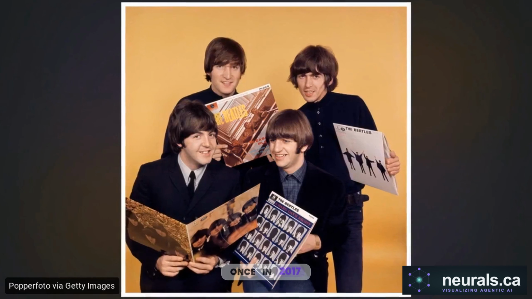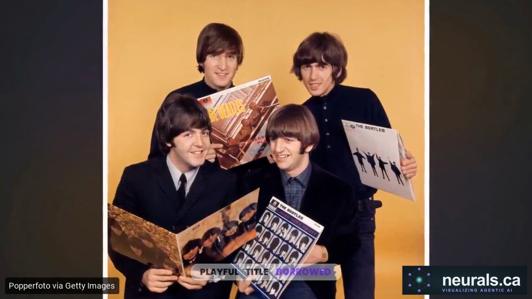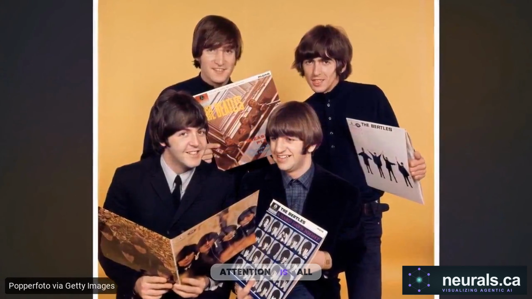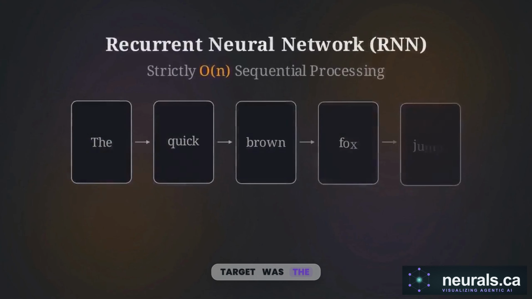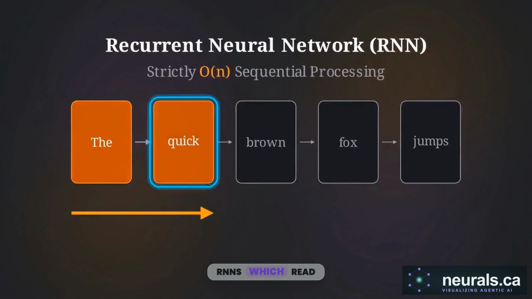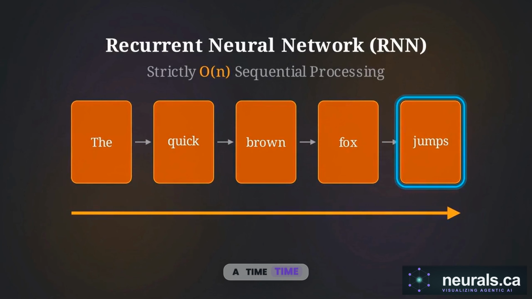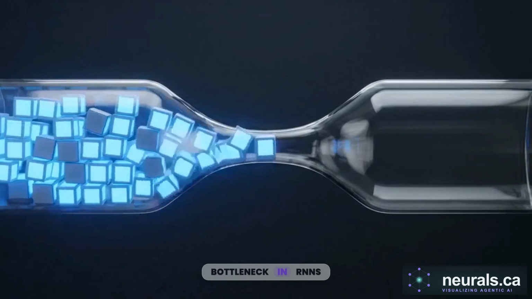In 2017, a team of researchers at Google Brain published a paper with a playful title borrowed from the Beatles, "Attention is All You Need." Their target was the industry standard, recurrent neural networks, or RNNs, which read sentences strictly from left to right, one word at a time. Time creates a strict bottleneck in RNNs.